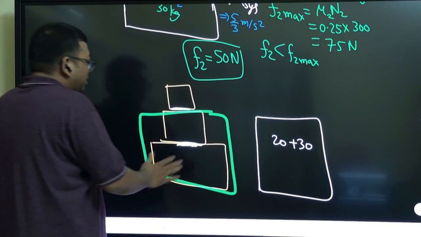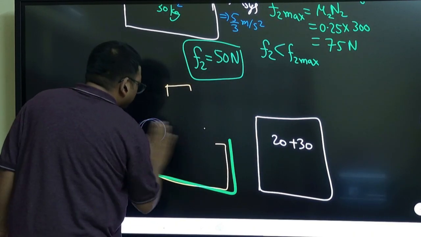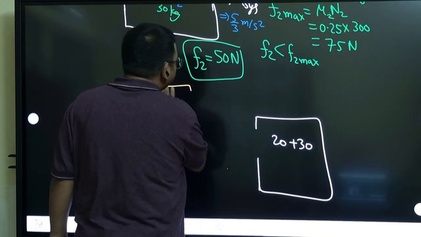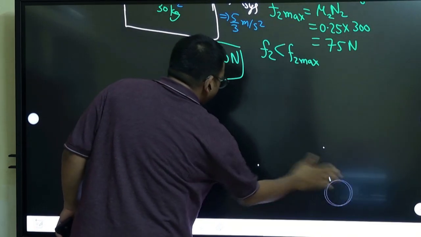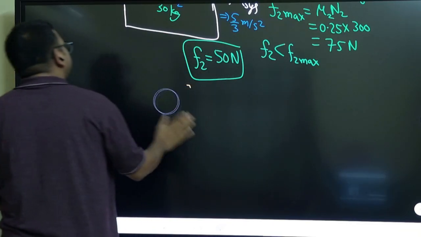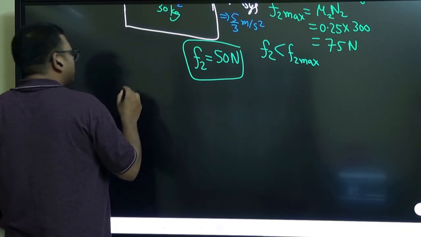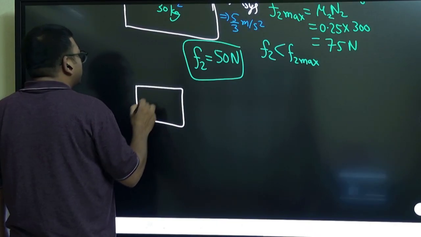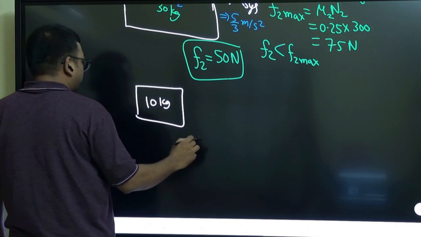Or let us do it like this. Now let us do it in this manner. It will be a different approach. Let us draw the free body diagram of each individual body. That will be better. Individual bodies' free body diagrams. Let us try to draw that.